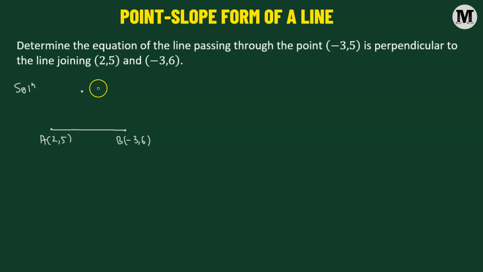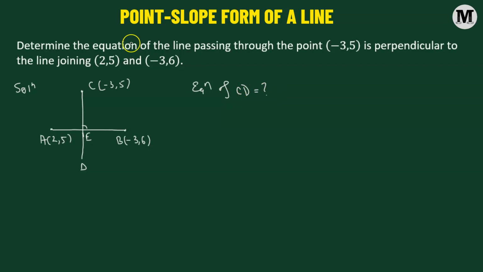We'll consider another point C. Let's say C has the coordinates (-3, 5), and we're going to drop a perpendicular from point C on AB. Let's say this particular line is called CD and it intersects AB at the point E. Now, CD is perpendicular to AB. So our goal will be to determine the equation of line CD. That's what we need to find.